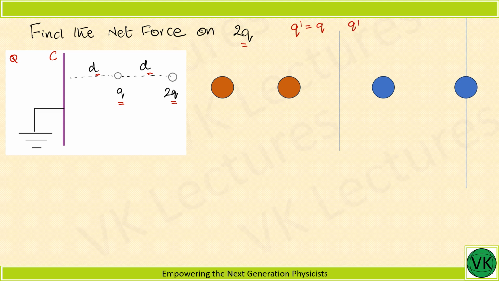and q double dash, sorry, it's a minus q. Let this be q dash, and this is q double dash. This is q, and this is 2q, and the force on 2q is what we need. That means we need the direction and the magnitude of the force acting on 2q. So q double dash is minus 2q. So we got the charges.